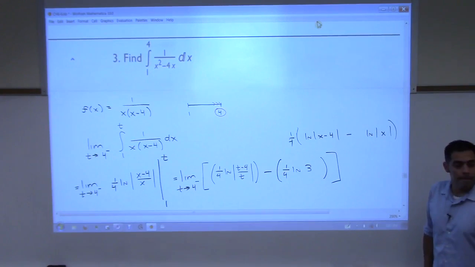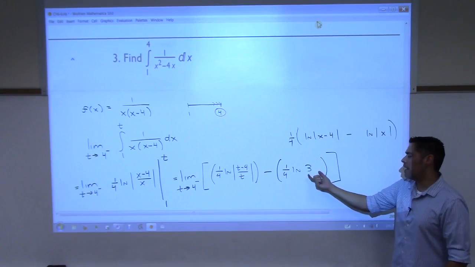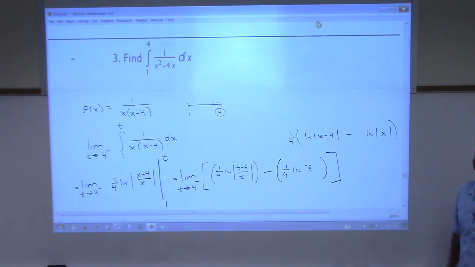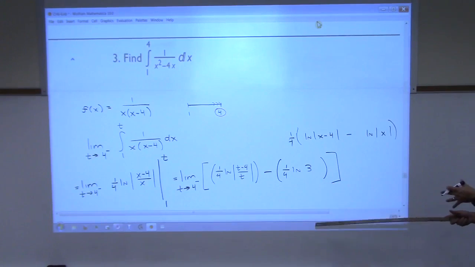Pardon? How come the absolute value falls off? Because the absolute value of 3 is 3, so I don't need it anymore. It's not a variable anymore, so it's under control. Like the 3 is not going to change to negative.